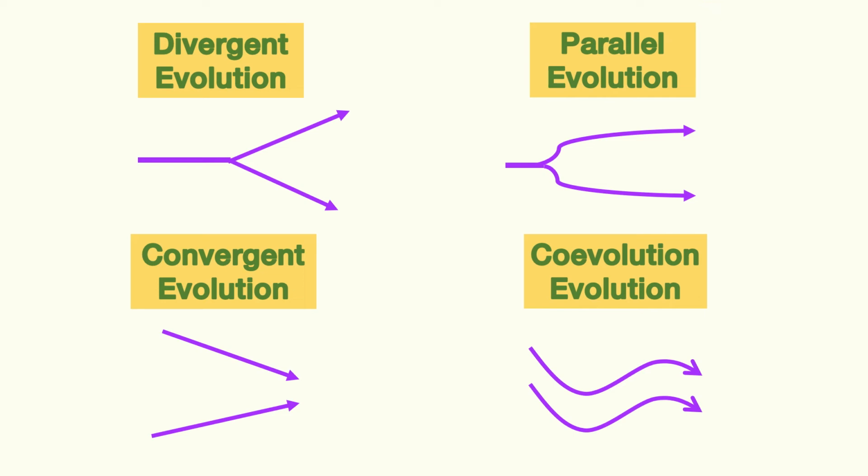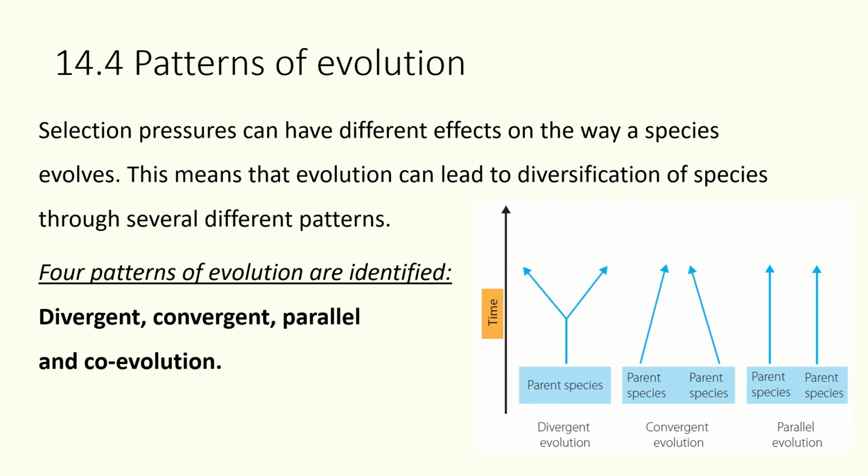We have four main patterns of evolution illustrated here. As you can see, divergent and convergent, you are no doubt familiar with from your junior studies in evolution. And then we've also got parallel and co-evolution that we are going to be looking at. So as I said, there are these four different types of evolution, four different patterns.